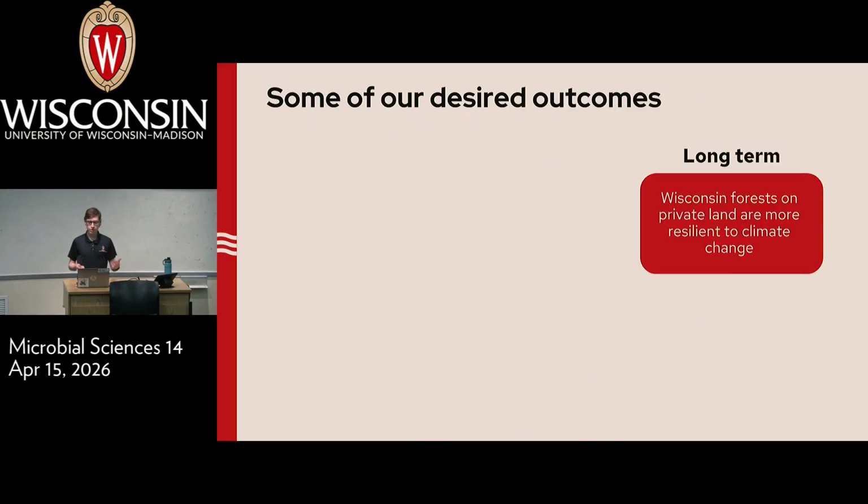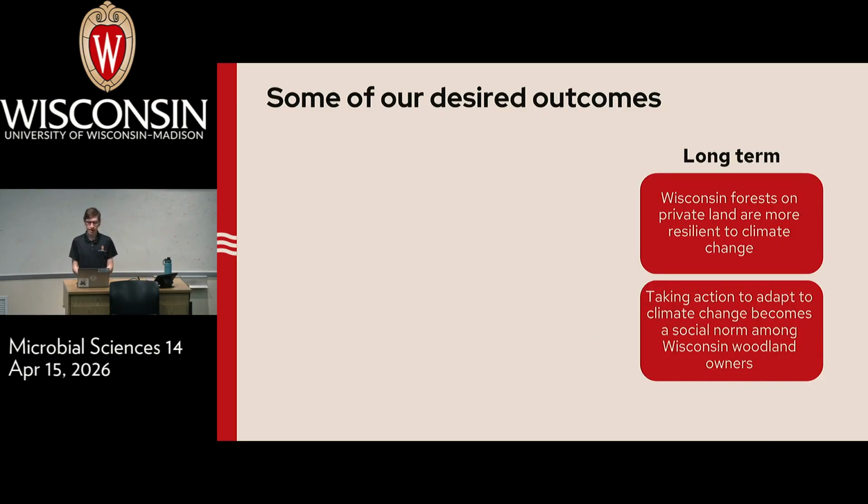So in the long term, we want Wisconsin forests on private land to be more resilient to climate change. And we want taking action to adapt to climate change to be a social norm among Wisconsin woodland owners. That is in there because I took classes in LSC and know how important social norms are.